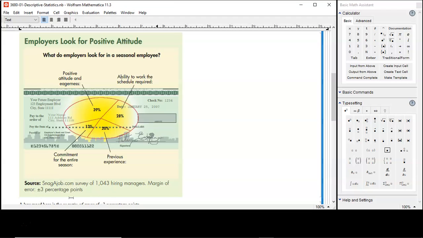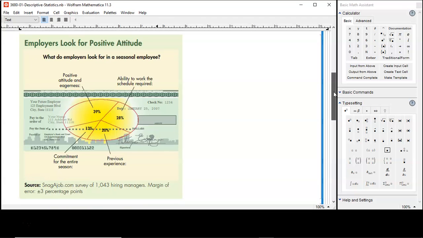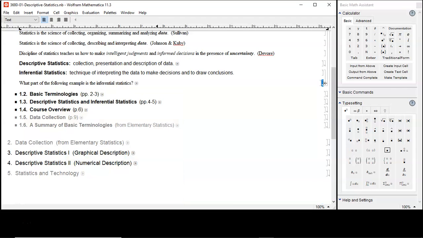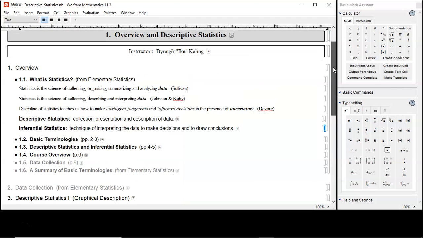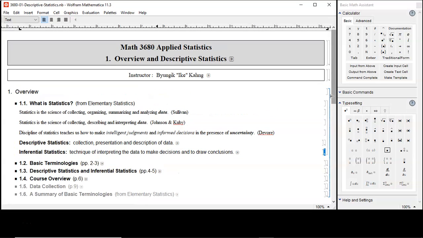1,043 hiring managers, margin of error plus or minus 3 percentage points. Margin of error, where is the error coming from? It's coming from the uncertainty. And we have a margin of error not exceeding those. That means we were able to control that uncertainty at least to a certain degree. And that kind of thing is inferential statistics. Of course, there is more to it, but that's the kind of inferential statistics that we are going to study.